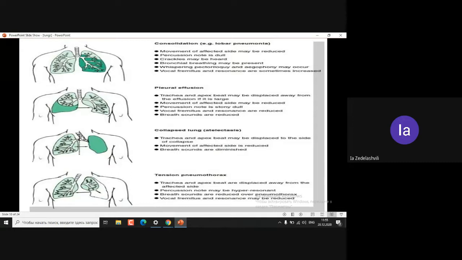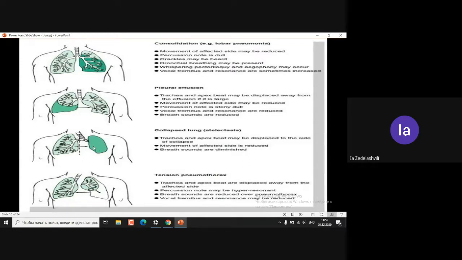So the trachea can displace to the side of the collapse. This is normal lung. After trauma or some injury, we have collapse, because the pleura covers the lung, protecting it from trauma. When we have some injury of this pleura, some air goes into the thoracic part, pressure from the outer side increases, and the lung tissue collapses. It is like a balloon without air inside.